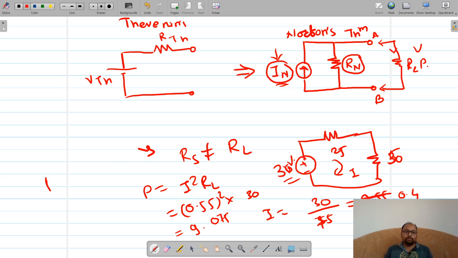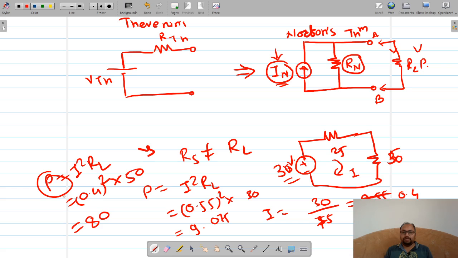Okay, so P is equal to I square R, right? So I is 0.4 square and R is RL, which is 50. So it is coming as less than the previous power, right? The previous power was 9 watt. Now this is 8 watt. Are you getting it? Let us check. Now let us reduce the value of this resistor. Now Rs is greater than RL. So this is the condition right now. Fine.